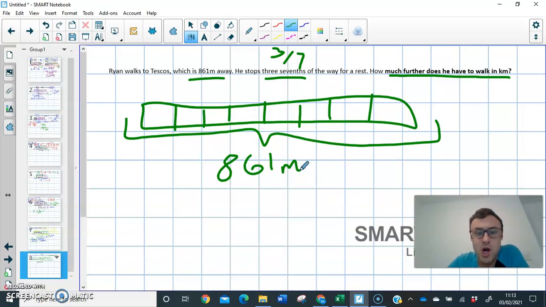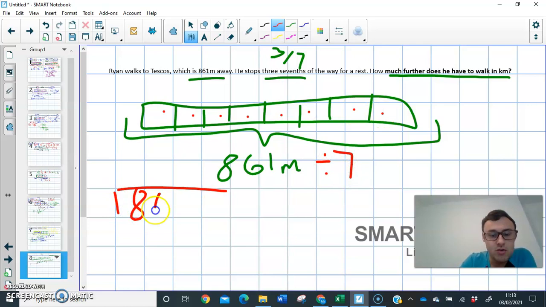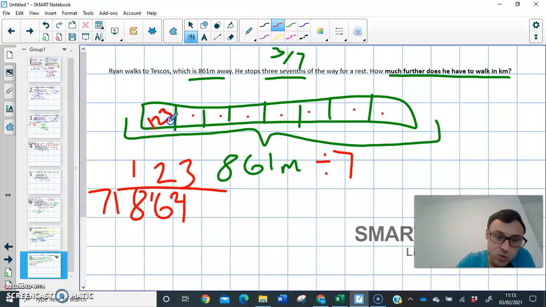So I need to work out, first of all, how many metres he stops. And I can do that by, first of all, splitting 861 into 7 equal groups by doing a quick bus stop. 861 split into 7. 7 into 8 goes once, with 1 remaining. 7 into 16 goes twice, with 2 remaining. 7 into 21 goes 3. So each of these are worth 123 metres. So 1/7 is 123, 2/7 is 246, etc.